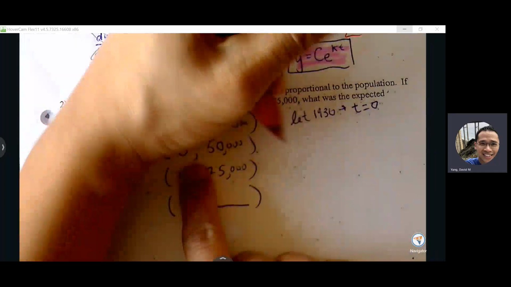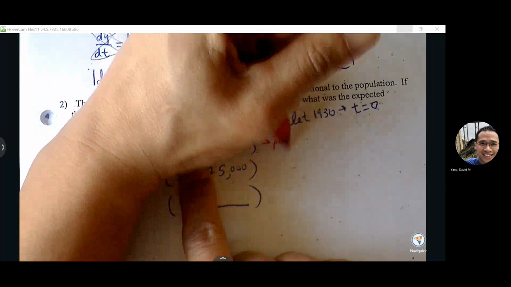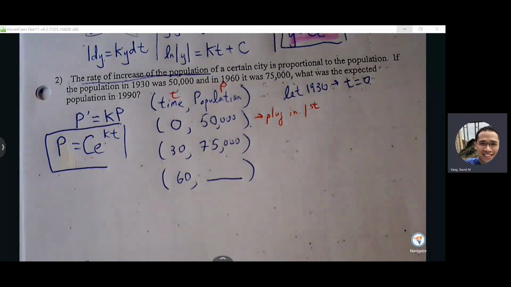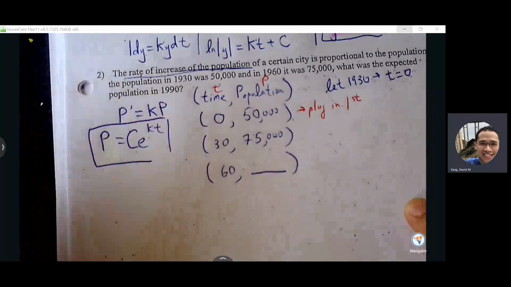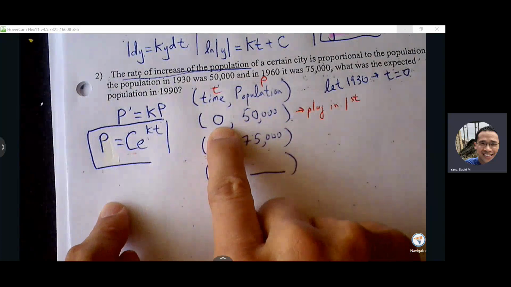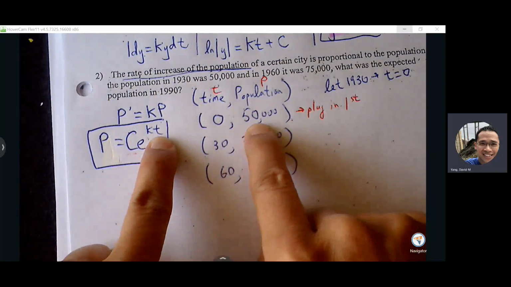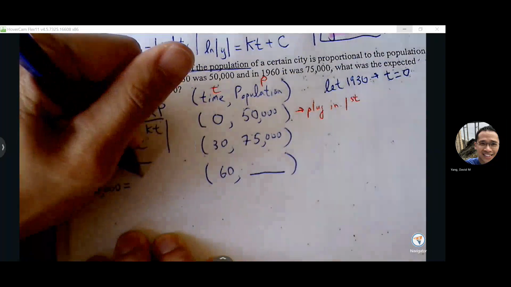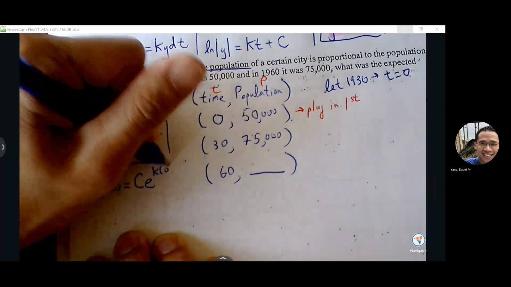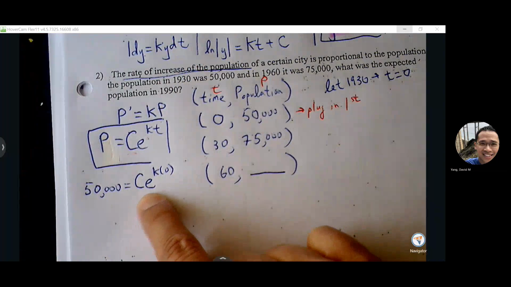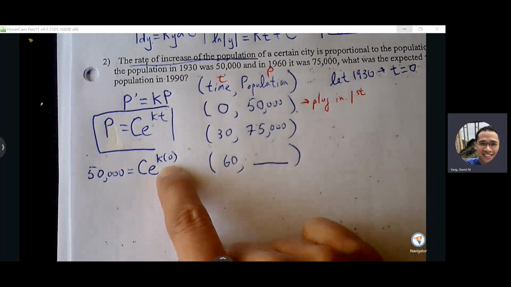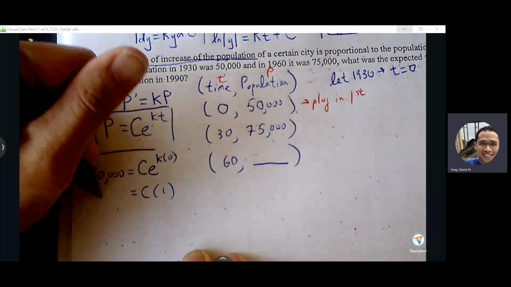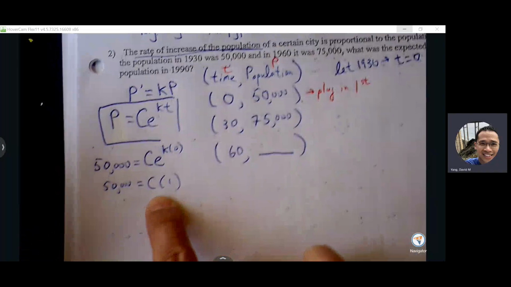Okay, so anytime I see 0, I'm going to plug this in first. Anything with 0 will help us solve for a variable the easiest. So 0, I can plug in for what? T, and 50,000 I can plug in for P. Right. K times 0 is 0. E to the 0 power is 1, right? Anything to the 0 power is 1. So C times 1 equals 50,000. Okay, so I know what the C value is, right?